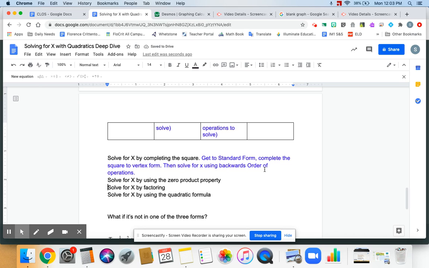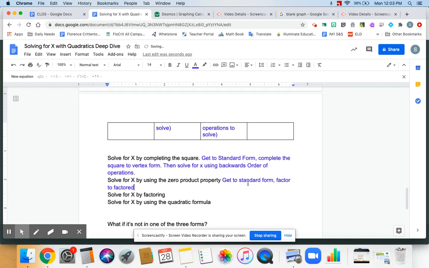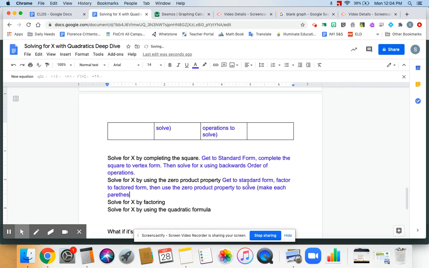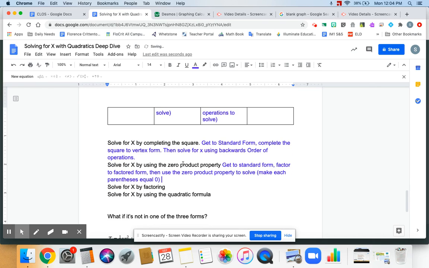If they told you to solve for x by using the zero product property, what does that mean? To get to factored form, if you're not already in factored form, first you have to be in standard form. So first you have to get to standard form if you're not there yet. Then you're going to factor it to factored form. Then you're going to use the zero product property to solve, which means make each parenthesis equal 0. So that's what you do if they say that.